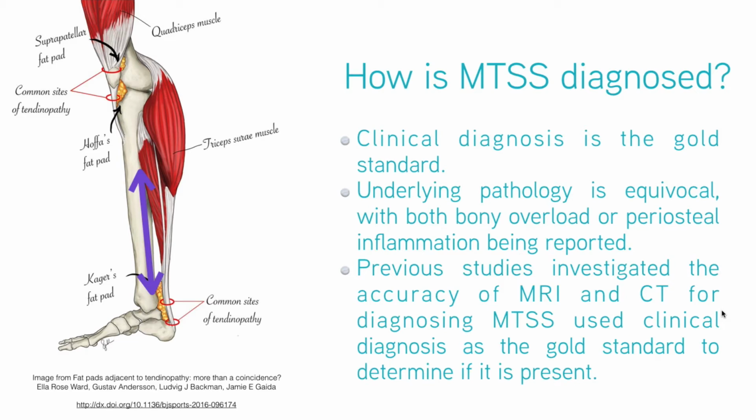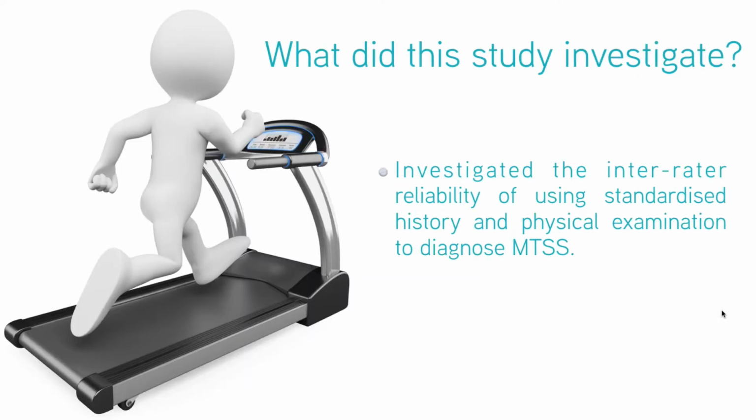So how do we diagnose it? Well, first off, it's actually a clinical diagnosis, and that's our gold standard. Because the pathology has not been clearly outlined and it's a bit equivocal, and bony overload and periosteal inflammation have both been reported, this is the gold standard. They compare MRI and CT when they're performing studies on this. So the gold standard is clinical diagnosis.